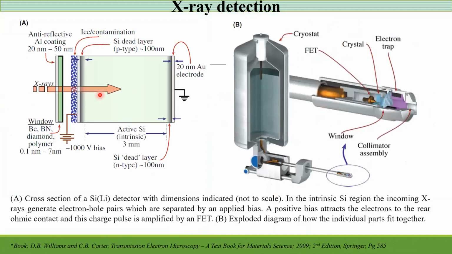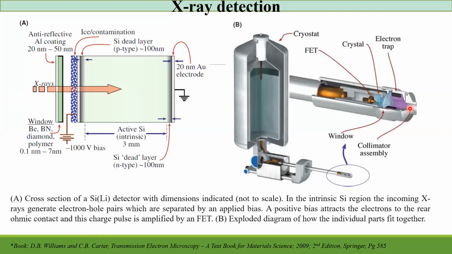As I told you, besides the beryllium window, there are new types of windows, which are boron nitride or diamond or polymer, of 0.1 nanometer to 7 nanometer thickness available nowadays. It acts as a channel and gets all the X-rays into the detector. Then when it comes to the detector, a positive bias attracts the electrons to the rear ohmic contact, and this charge pulse is amplified by the FET.